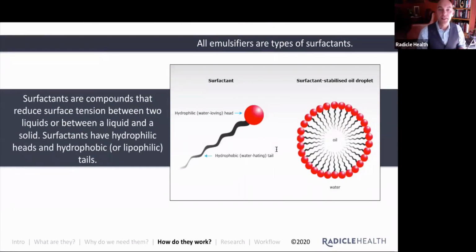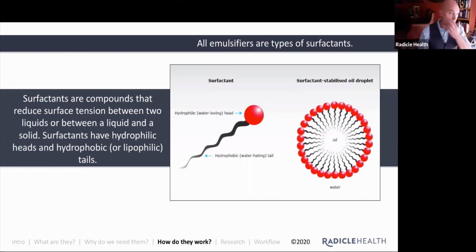So all emulsifiers are types of surfactants, and the term surfactant is a portmanteau. It's a combination of three different words: surface, active, agent. And surfactants are compounds that reduce surface tension either between two liquids or between a liquid and a solid. So an emulsifier is a type of surfactant that reduces surface tension between two liquids. Surfactants have hydrophilic heads and hydrophobic tails. And when there are enough of these surfactant molecules, they start to aggregate and they form structures called micelles.